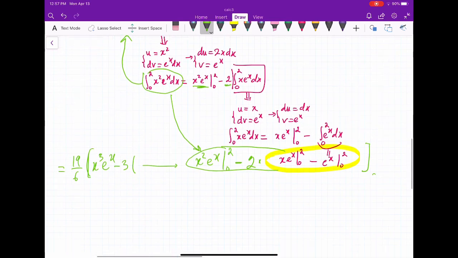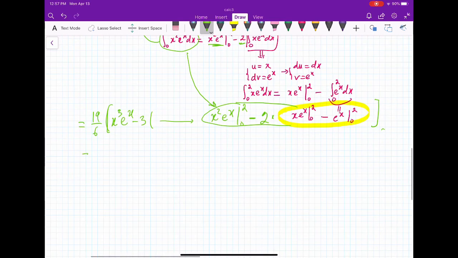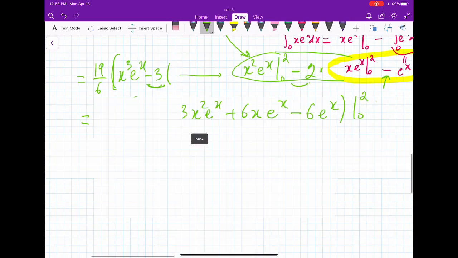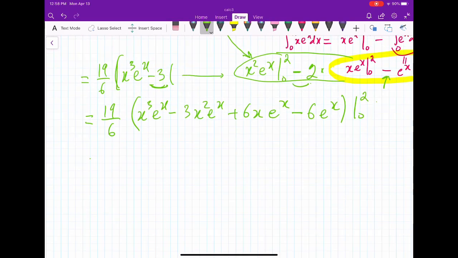Makes sense? Alright, so if we rewrite that, we have the following one: 19/6 times the integral of x cubed e^x minus 3x squared e^x, 3 with negative 2 is plus 6x e^x, and then negative 3 with negative 2 is 6, and with the negative I have minus 6e^x, everything evaluated from 0 to 2. Makes sense? And the last step is just plug 2 and 0 into this function.